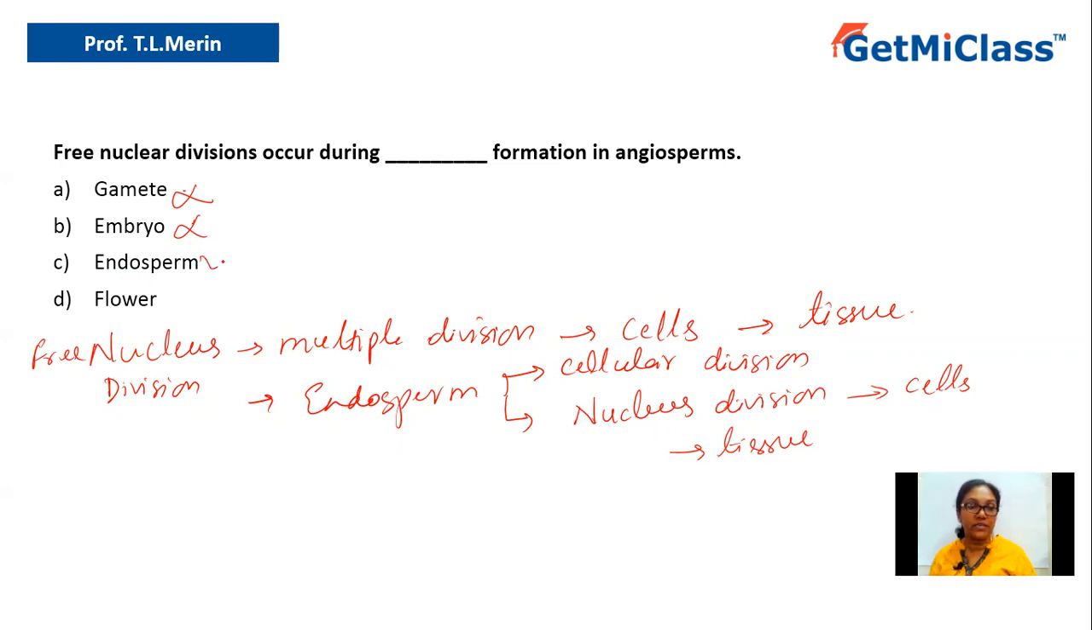Now endosperm formation, yes, as I mentioned, there are two types, cellular and nuclear. So these are the main two types. Okay, so that is right.